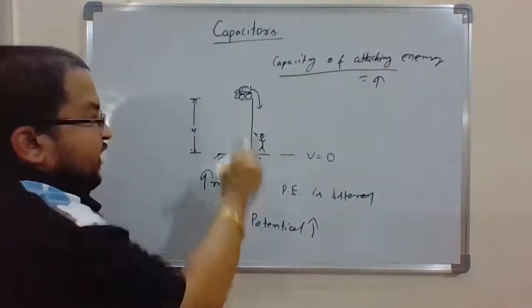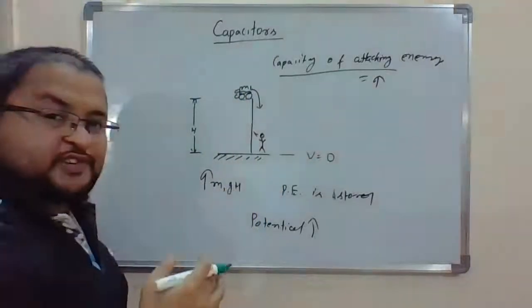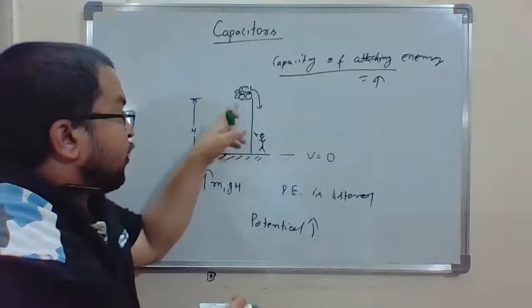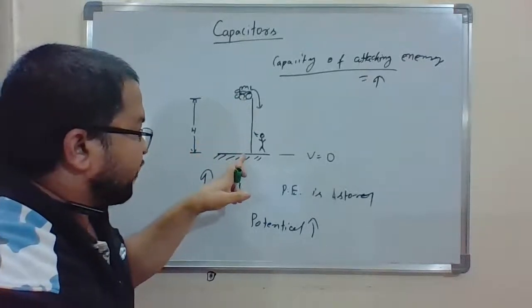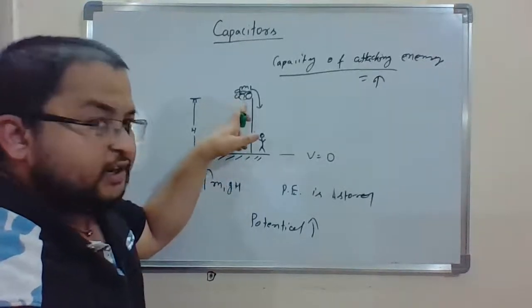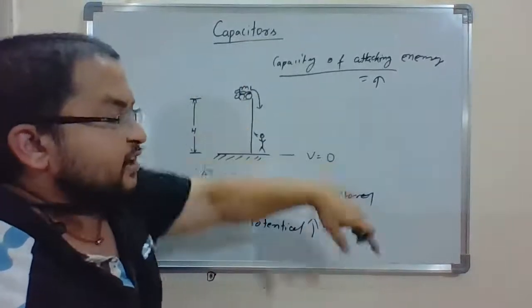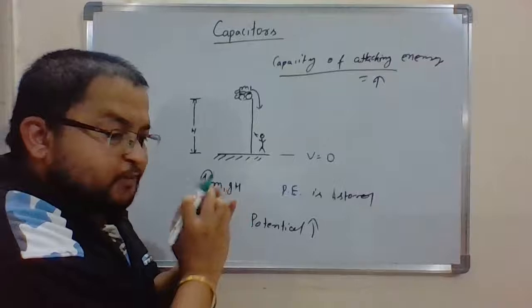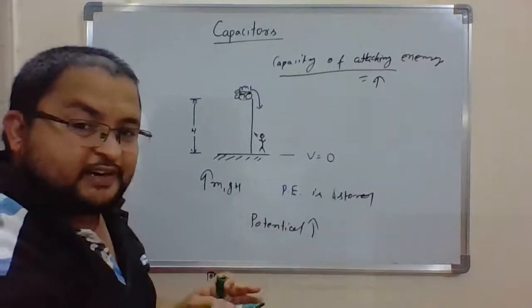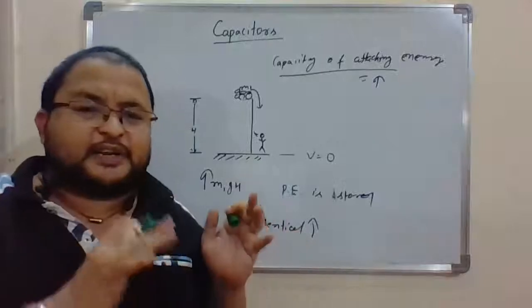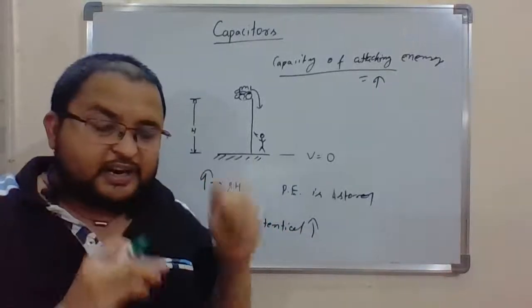So similarly, in a capacitor also, we would bring charge. So here what did we do? We brought mass from zero potential to the required place, so that the potential of the system increased, and we stored energy in the system, and we used it when it was needed. We would do exactly the same thing in the case of a capacitor.